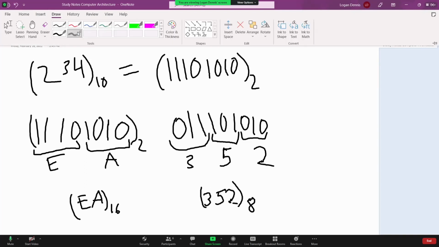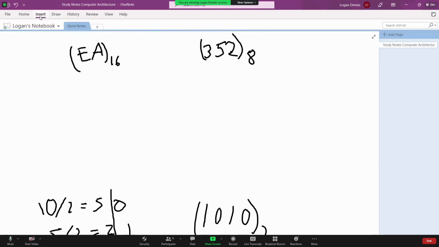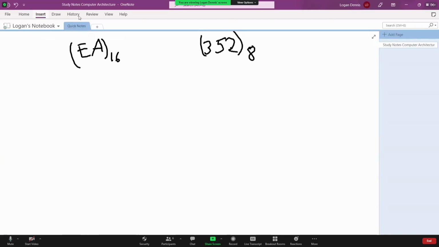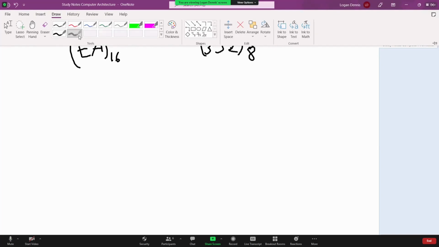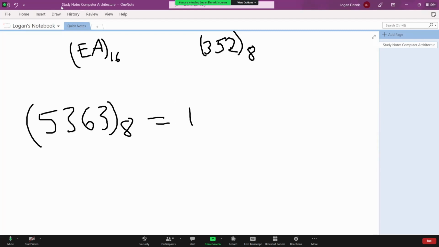Do you guys want to do another one? Let's do 5363, which is octal, and let's convert that to decimal. 5363 in octal, yep, and I want to convert it to decimal. Oh God, good luck. It's a lot of binary.